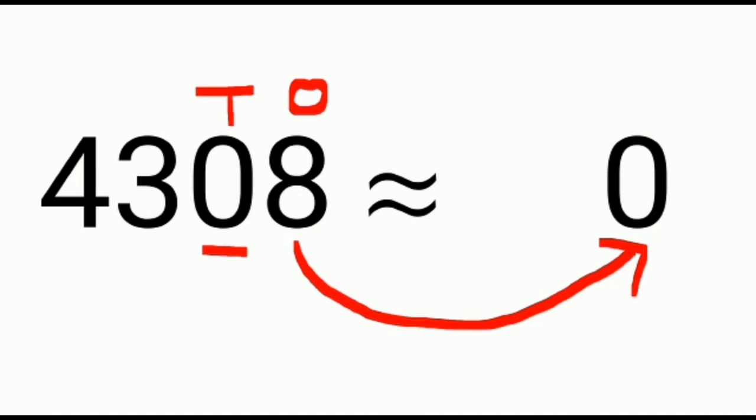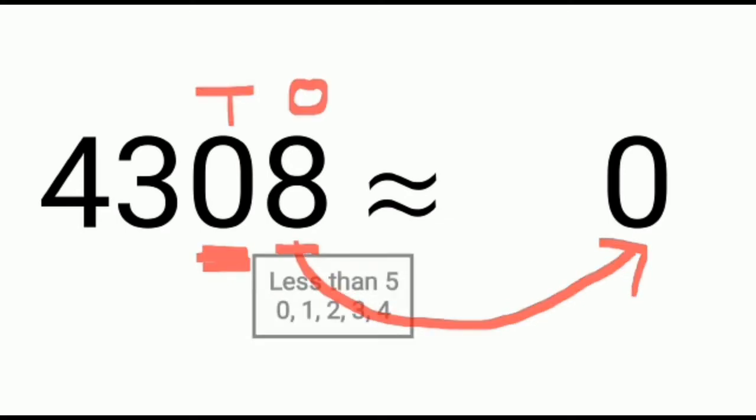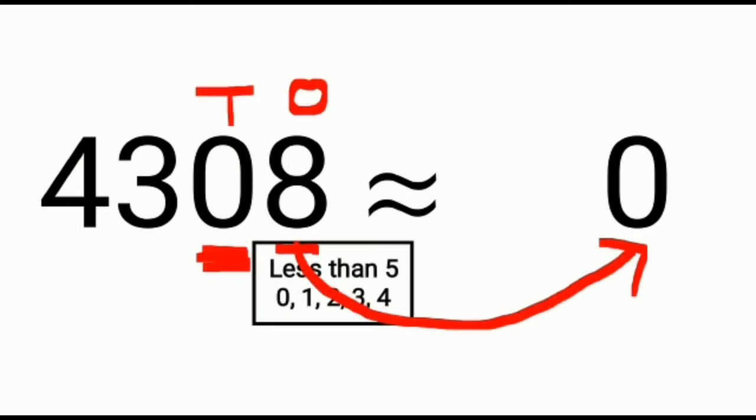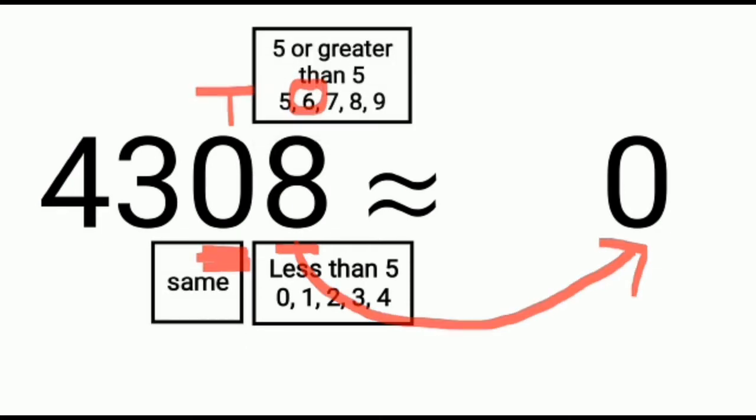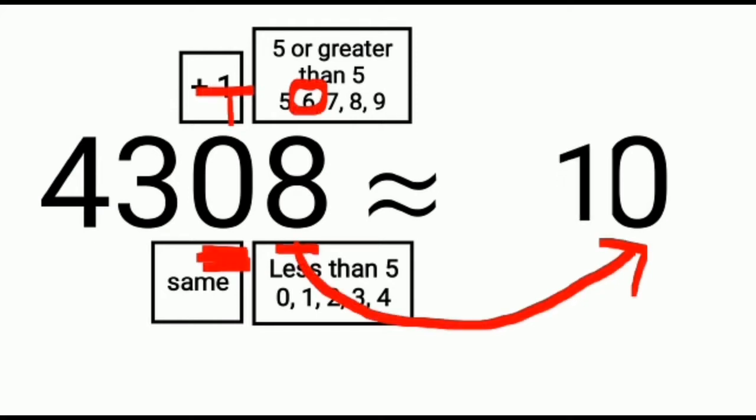The next is that you have to find what will you write in place of this 0. So it depends on the digit 8 which is on the ones place. So let's check it: if it's less than 5 then the 0 will remain same, but if it is 5 or greater than 5 then you are going to add 1 in this 0. So we know that this 8 is greater than 5, that's why 1 will be added to 0, and when you add 1 in 0 the answer is 1.